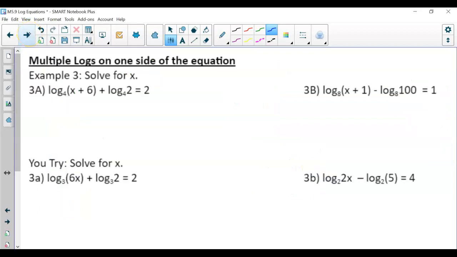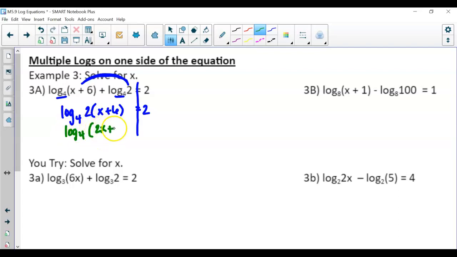So now what if you have multiple logs? We're going to start with if the multiple logs are on one side. See how we have two logs here, same base. So we're going to use the property. We're going to write this as one log and condense. This is log base 4. Now, adding, so do we add? No, we're going to multiply. We're going to multiply 2 times the x plus 6, which is equal to 2. So really what we're looking for is log base 4 of 2x plus 12 is equal to 2. Now we can solve this and convert to our exponential.